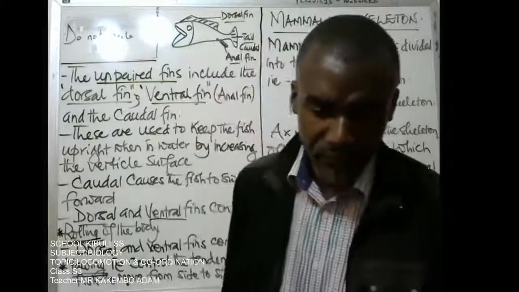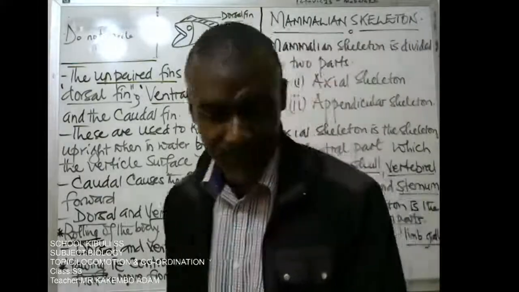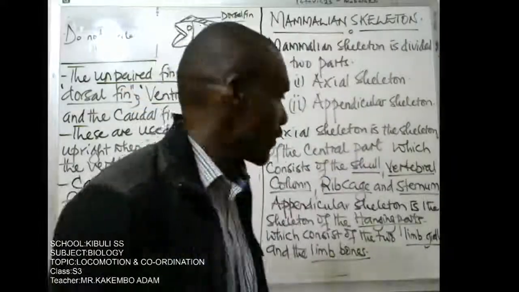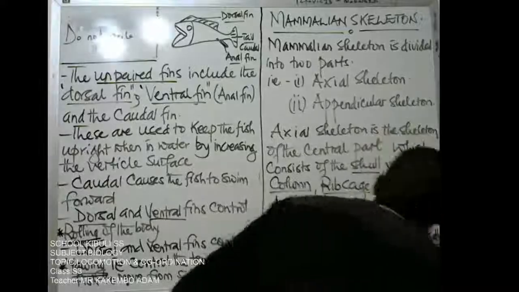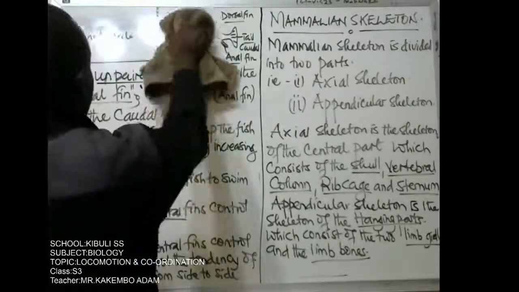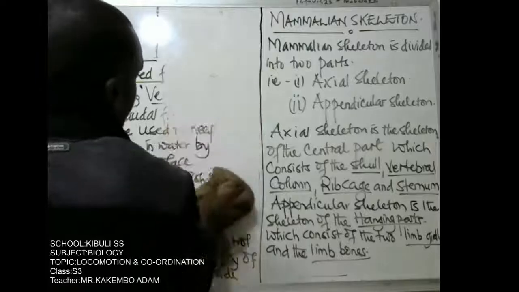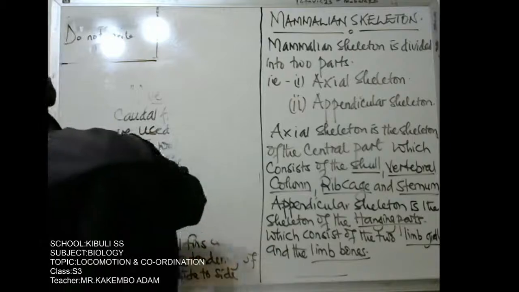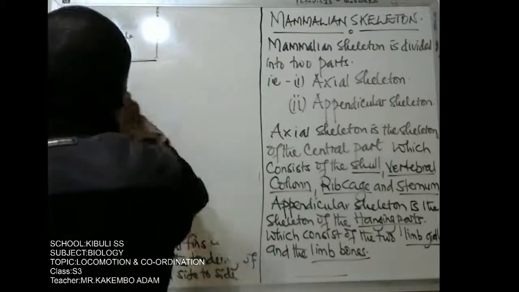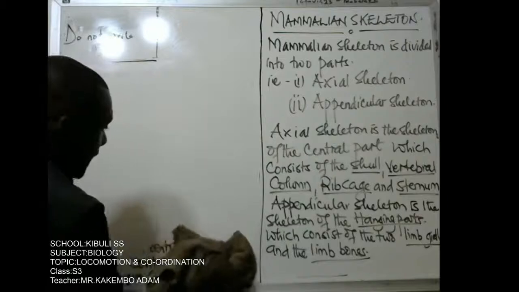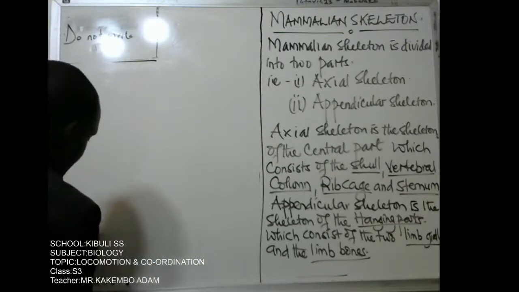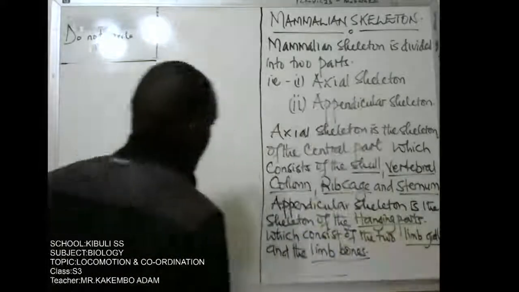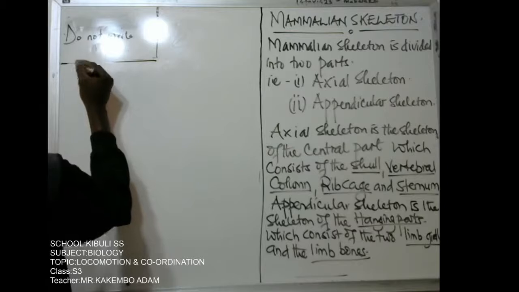The skull that encloses the brain. So, the components of the exoskeleton. We have already mentioned that it's made up of the skull, vertebral column, the rib cage, the sternum.